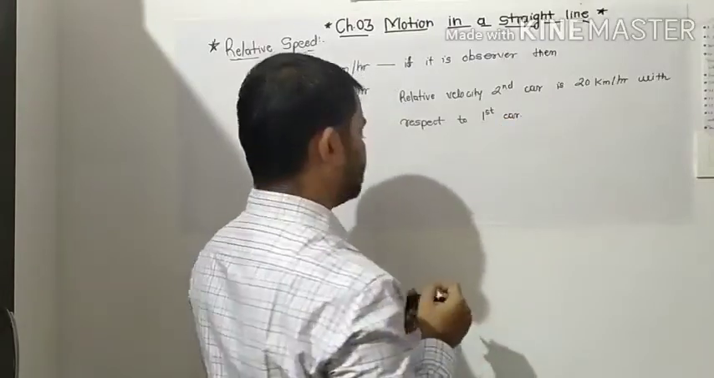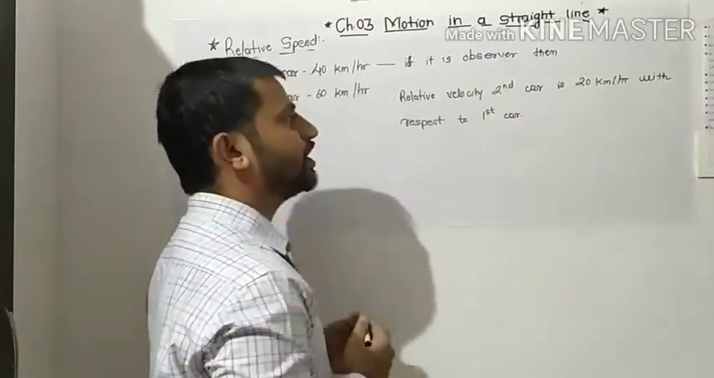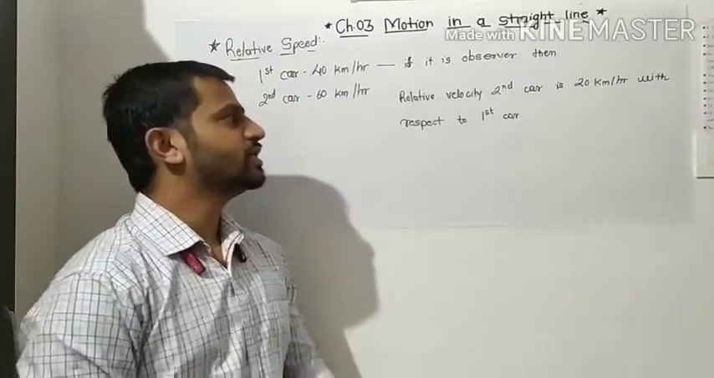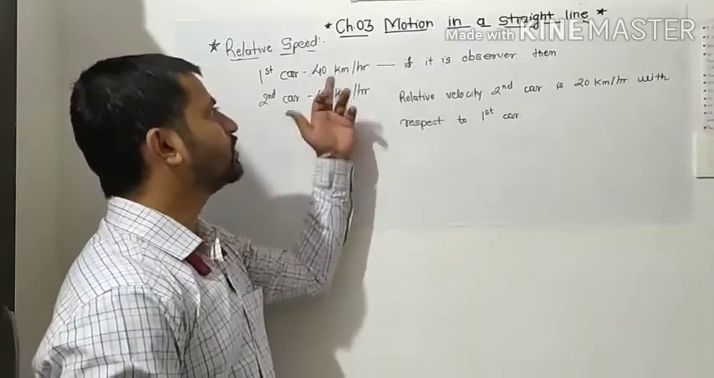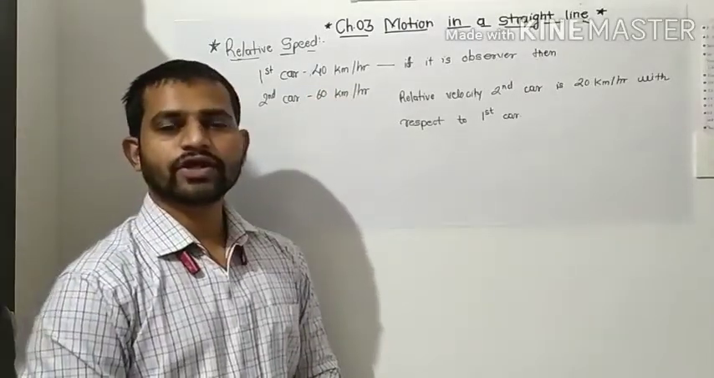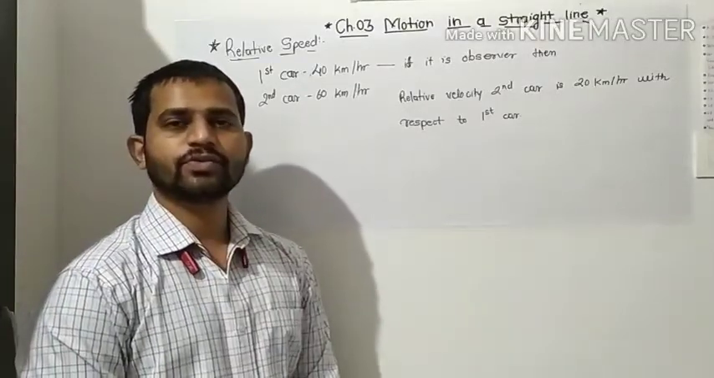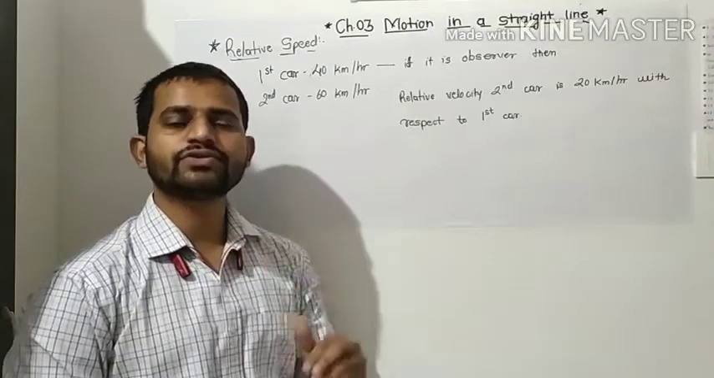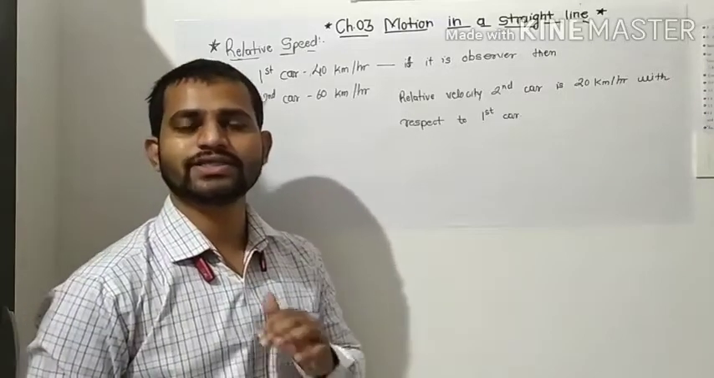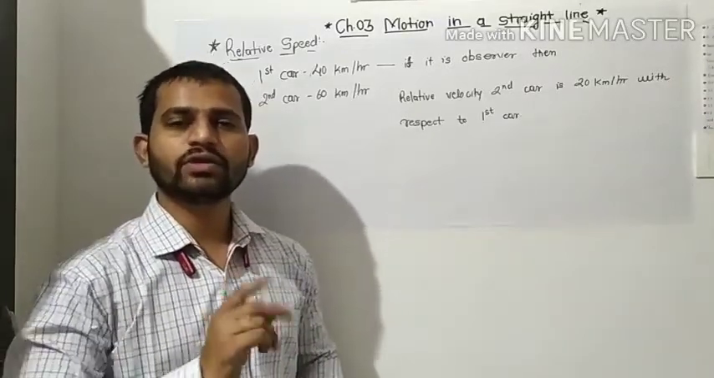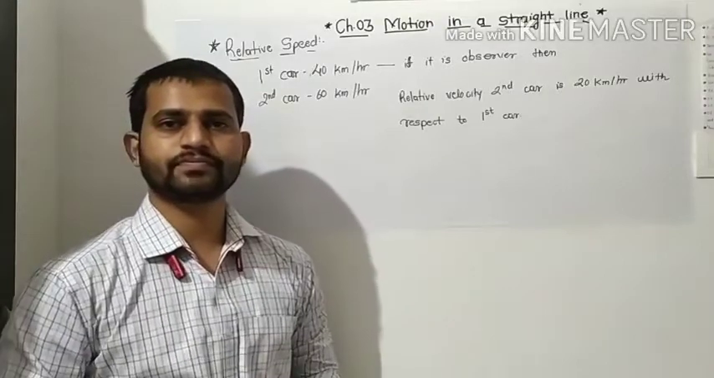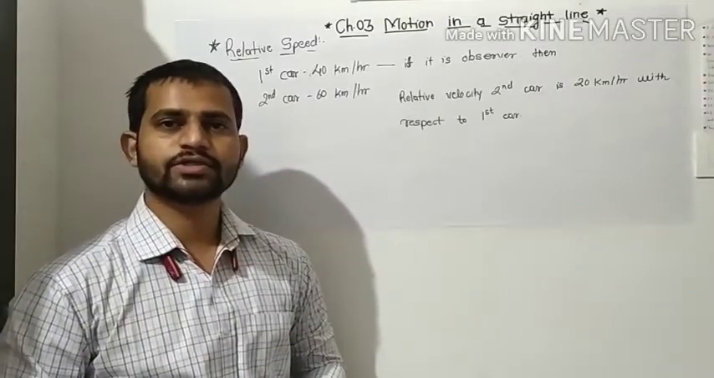The relative velocity of the second car is 20 km per hour with respect to the first car, because the first will cover a distance of 40 km in an hour, and the second will cover a distance of 60 km per hour. So whenever we have to use the word relative velocity, it is necessary that both the bodies must be in motion.